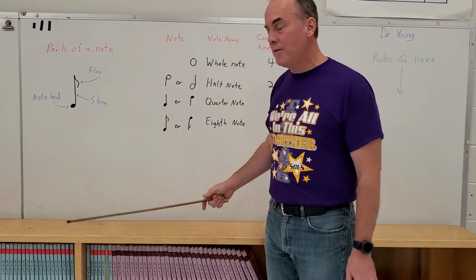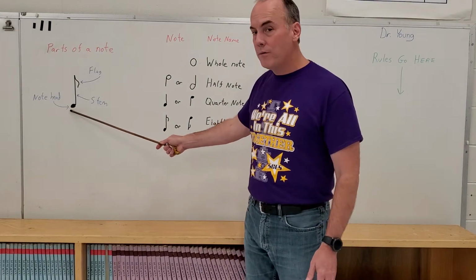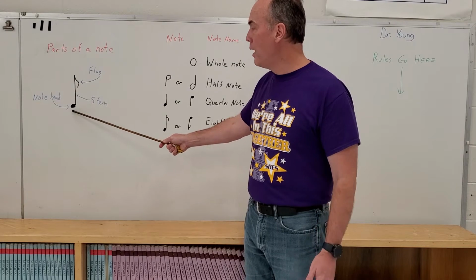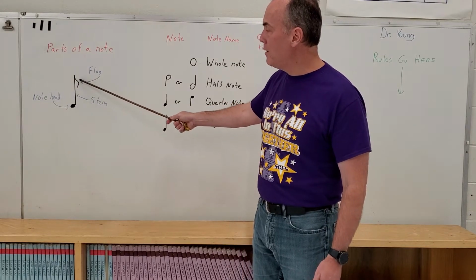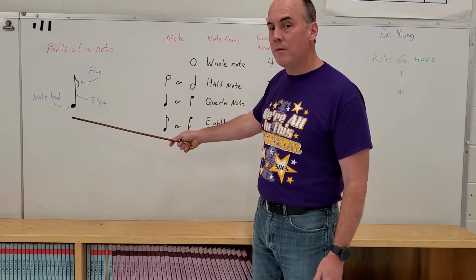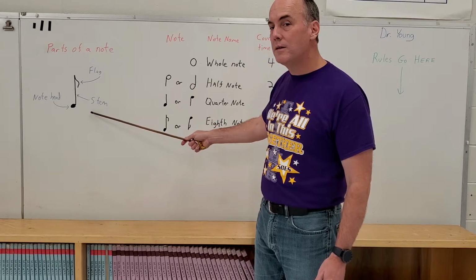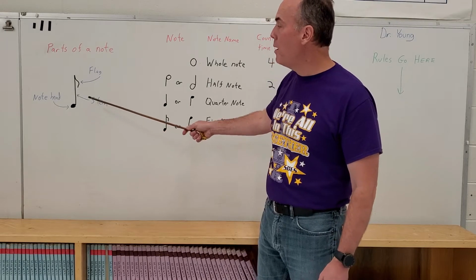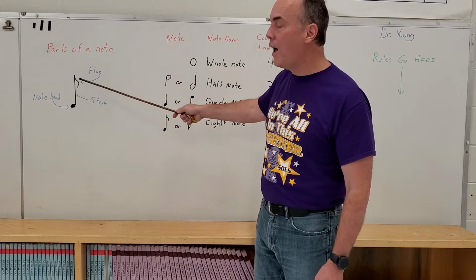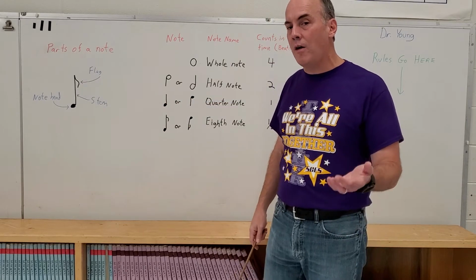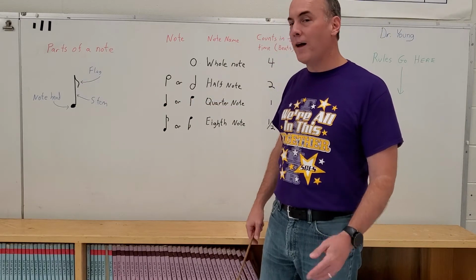So let's review that again real quick. What is this one called? That's right, a note head. And then this line right here that connects to the bottom of the note head is called, that's right, a stem. And then this thing that looks like a flag that hangs down, what is that called? It's called a flag. Excellent.